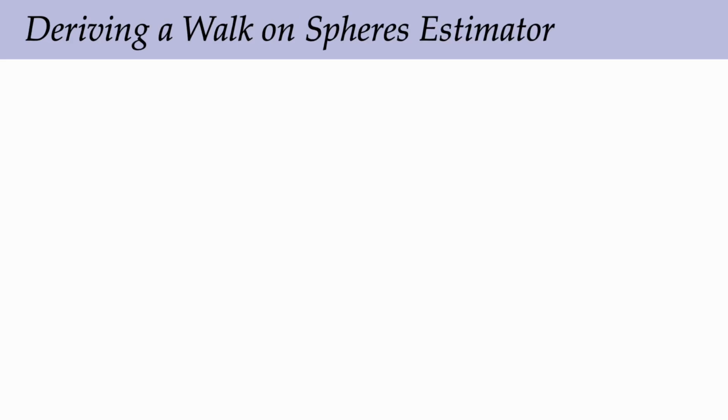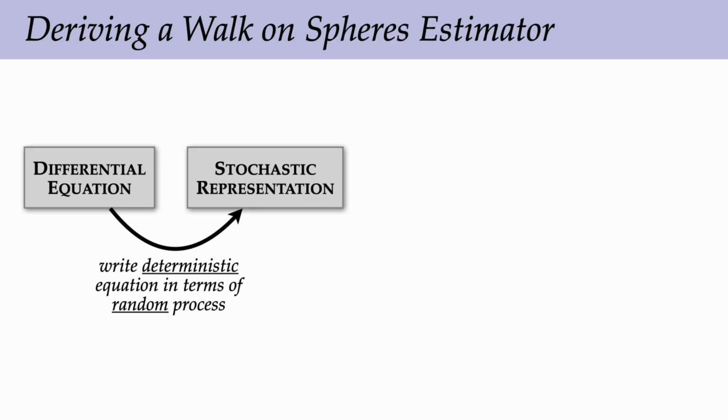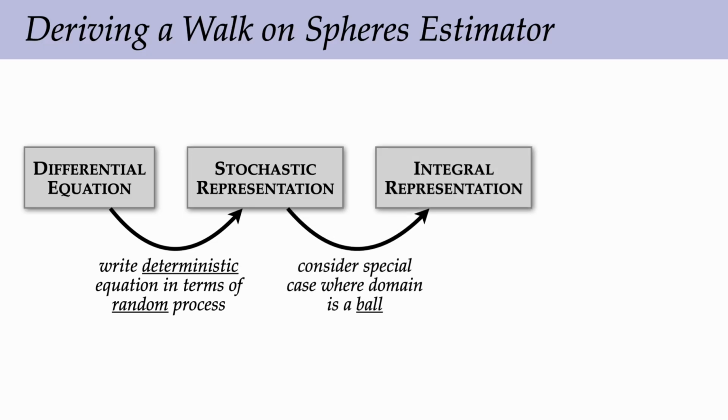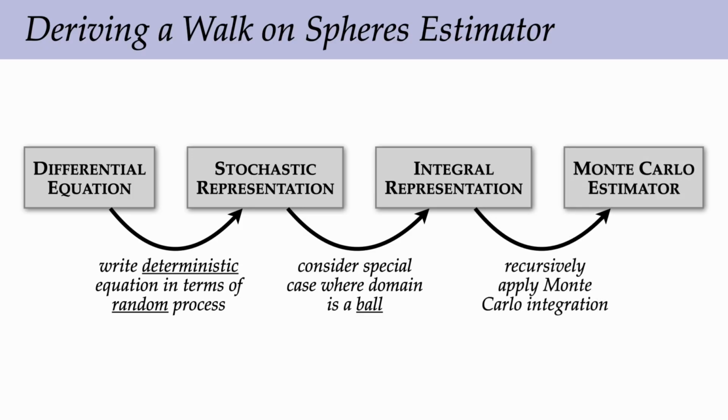So given those basic components, how do we come up with a walk-on spheres estimator for a given differential equation? The path I'll take is to first find a stochastic representation for the PDE over a general domain, then convert it to a deterministic integral representation over a ball-shaped subdomain, which can then be estimated via Monte Carlo.